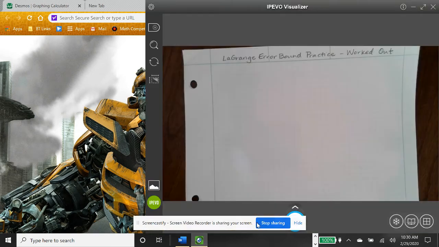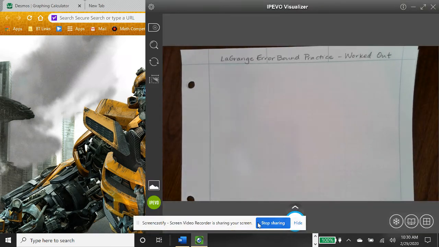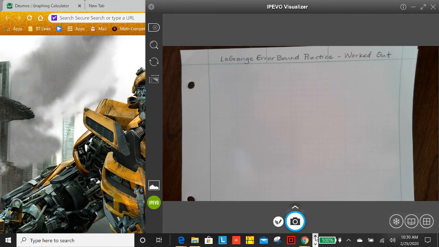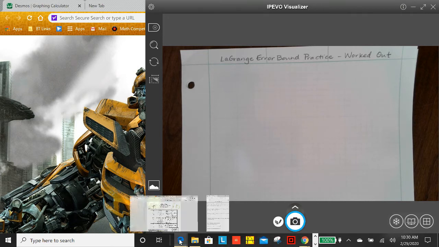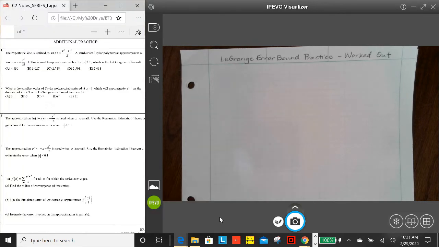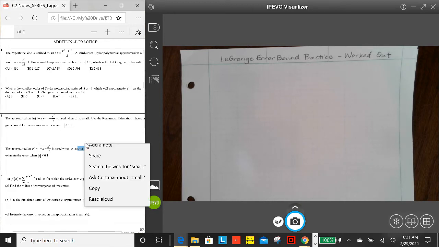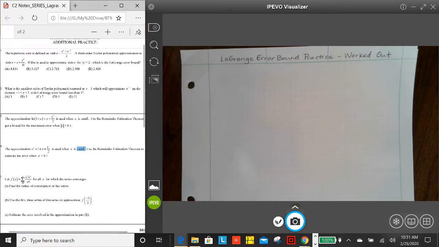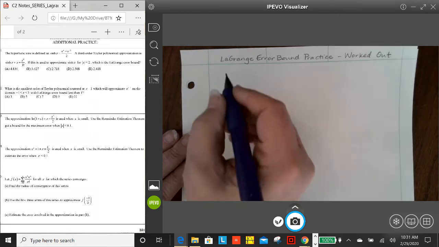All right, we're going to talk about the Lagrange error bound practice that I handed out in class the other day. I just wanted to show the actual document here. All right, so there we go. I have the Lagrange additional practice showing. All right, so the first question says, the hyperbolic sine is defined as sinh of x.